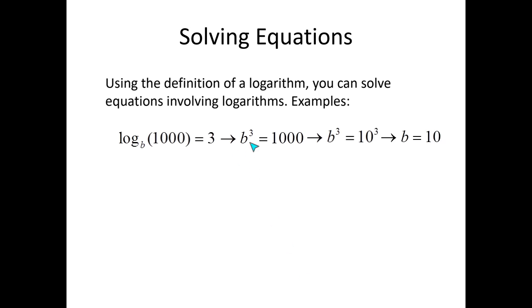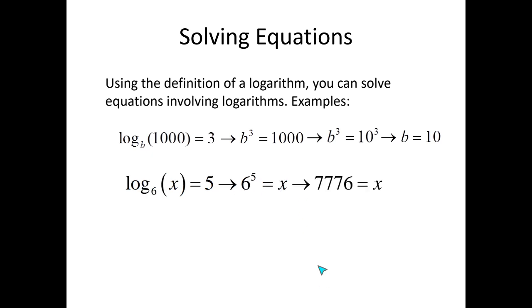Because 10 cubed would be 1,000. Let's try this one. So now I want to solve for x, but x is trapped in here because of the log. But if I change it to exponential form, I get my base is 6. The log is equal to the exponent. So in this case, 5 is my exponent. And so now 6 to the 5th power is equal to x. That means that x would be 7,776. And so converting from one form to the other can help us solve these equations.